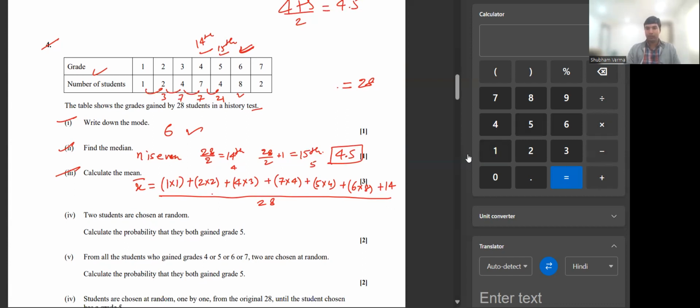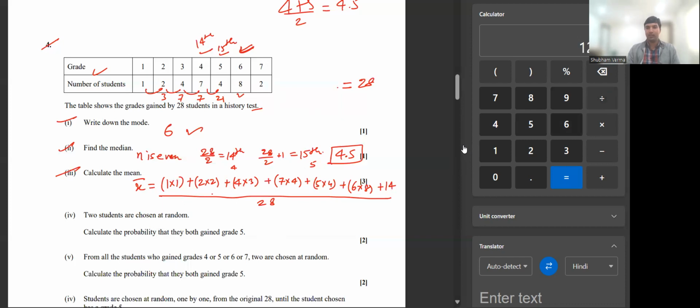1 plus 4 plus 4 3 is 12. So plus 12 plus 7 4 is 28. So plus 28. And then we have plus 5 4 is 20. So let's write 20. And then 6 8 6 are 48 plus 14. So gives the total as 127.